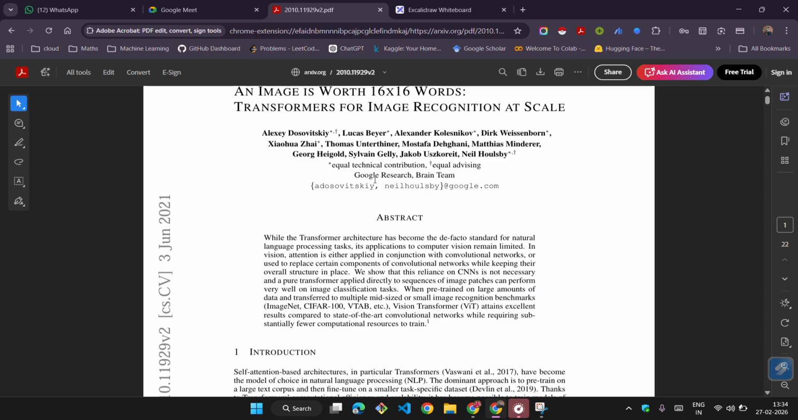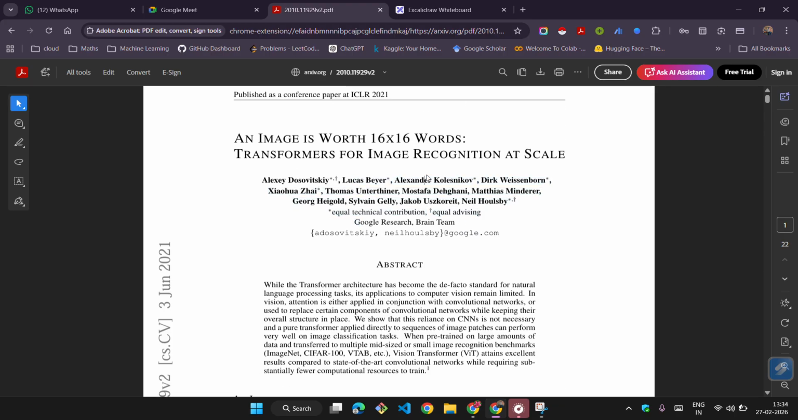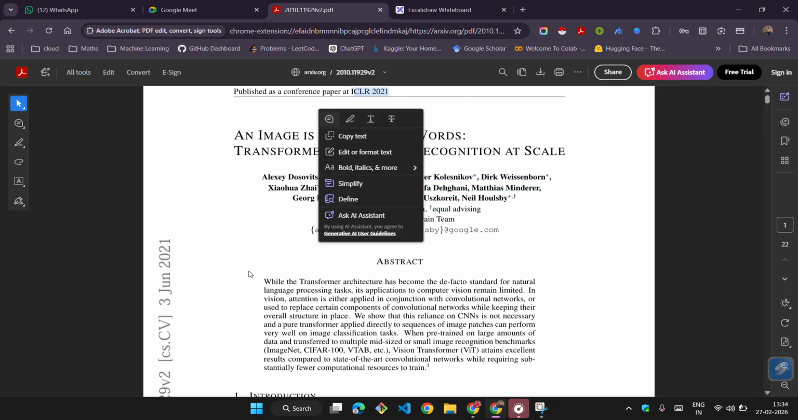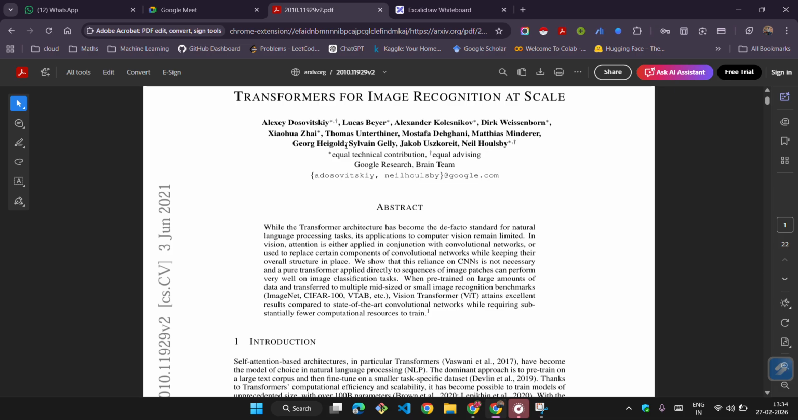So once again, a very nice paper from Google Research Brain team. It's quite old, from 2021. It has a citation count of around 100 or 1000.